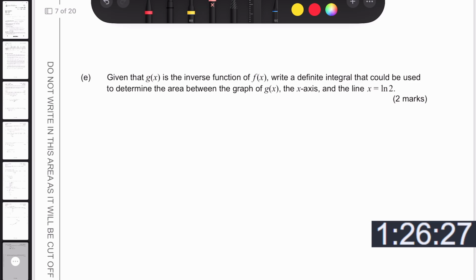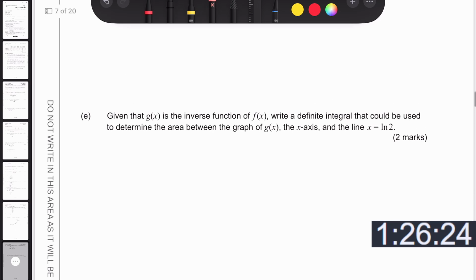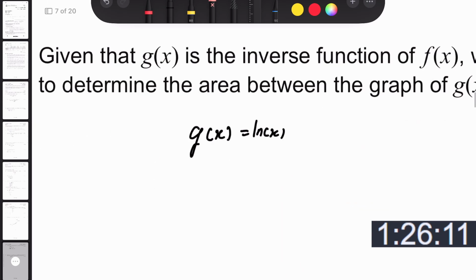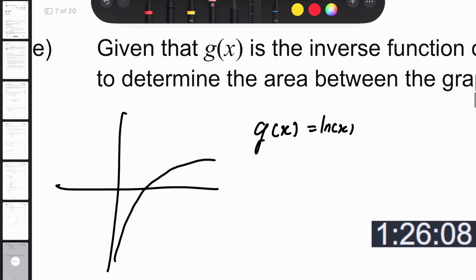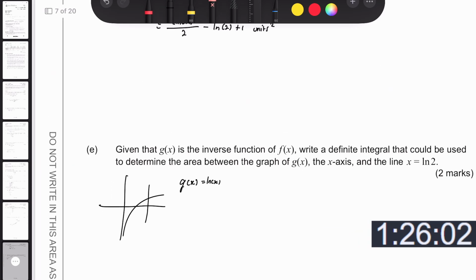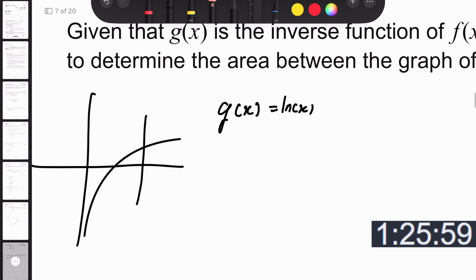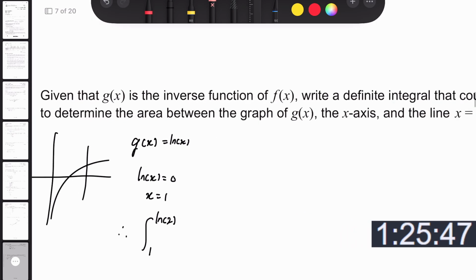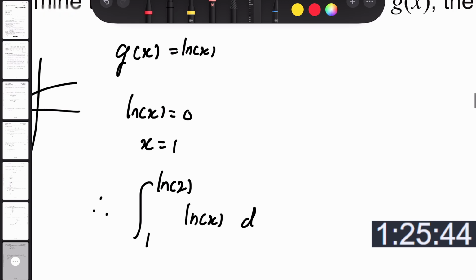Given that g of x is the inverse function of f of x, write the definite integral that could be used to determine the area between the graph of g of x, the x-axis, and the line x equals 2. We'll say that g of x equals ln of x. Graph of ln of x, so it's going to be something like this. The x-axis. Oh, okay. So ln of x equals 0, x is equal to 1. Therefore, we just need to go from 1 to 2 of ln of x dx.